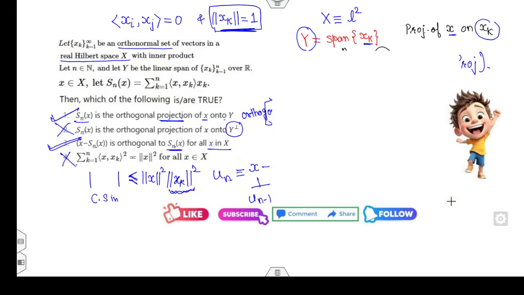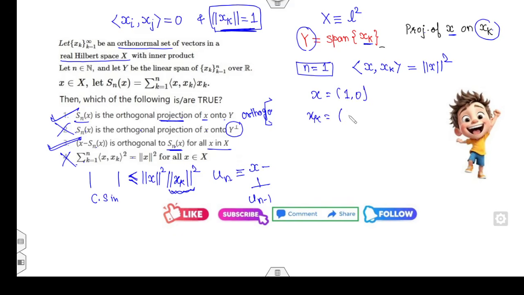Otherwise you can take one arbitrary example. Let's say n is 1, and take 1. Then it will be the inner product of x and xk. Take any x, let's say 1,0, and for x take anything, let's say 4,3. Then what is the inner product? That is my 4, and its square is 16. But what is the norm of the x square? 1, which is not the same. So the right answers are A and C.